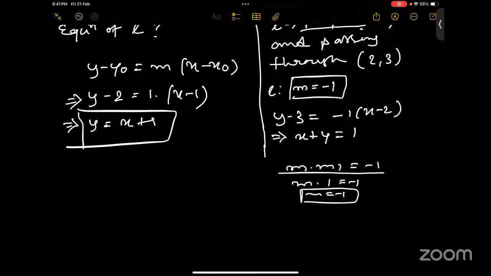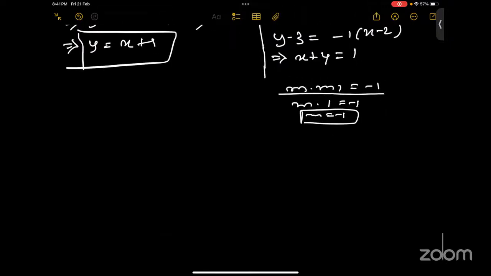I think I didn't get this for perpendicular. Okay, let us do one more example. You have to write m1 into m2 equal to -1. Then m1 equal to 1, so 1 into m2 equal to -1. This implies that m2 equal to -1.